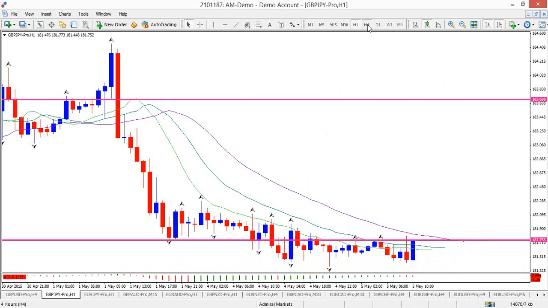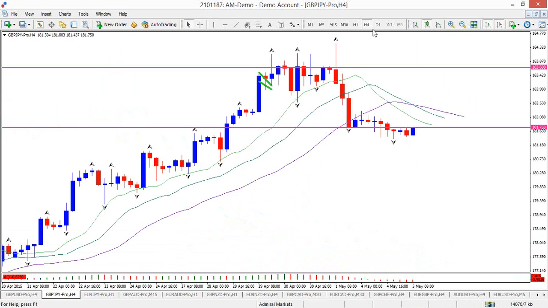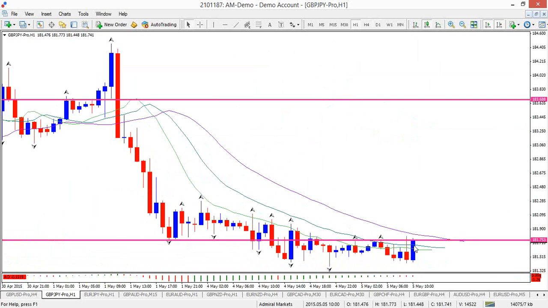But when we have a 4-hour candle, the news event will be behind us. I think that would make most sense. Or maybe even a strong 1-hour candle pushing above 180, 175.